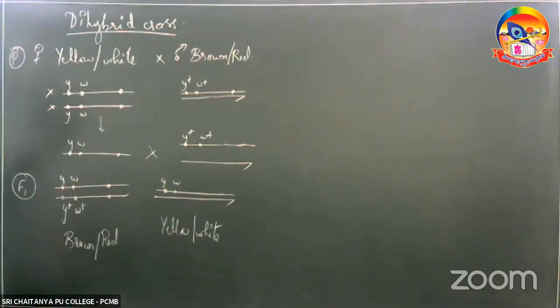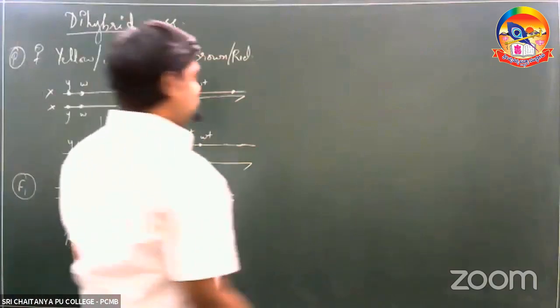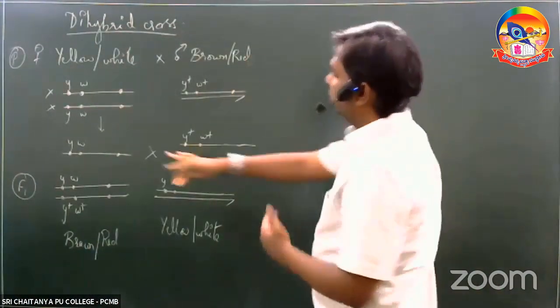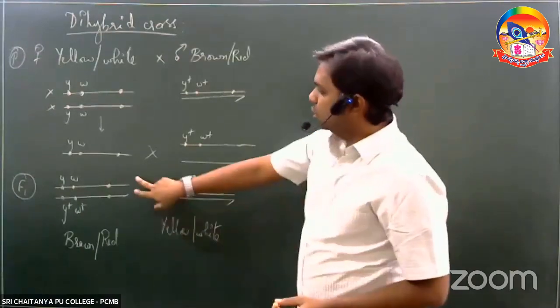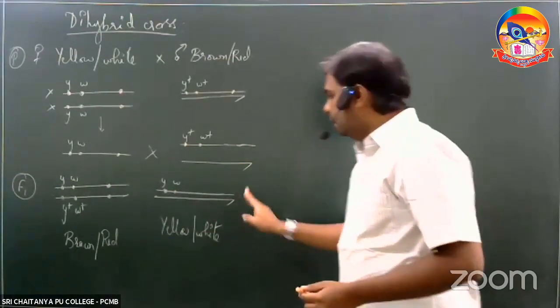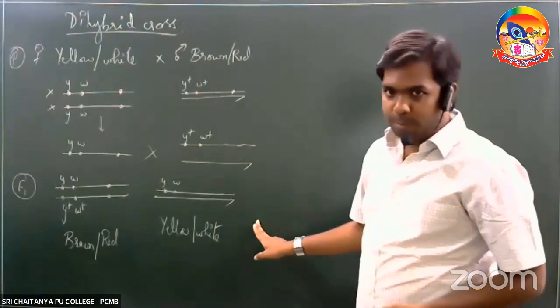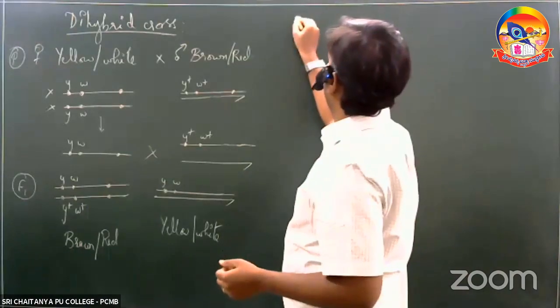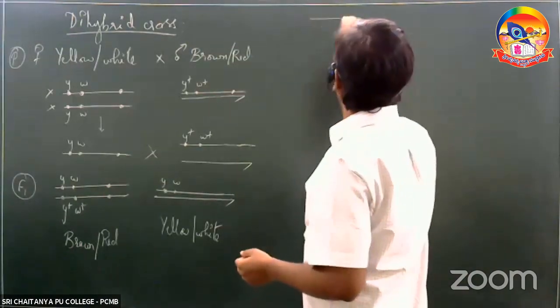Right. Now when F1 individuals are crossed, what are the different types of gametes we get first? Here there are 4 different types of gametes obtained, and here there are only 2 different types of gametes obtained. We have seen what those gametes are in the previous session, so let us quickly go through the 4 different types of gametes which are formed.